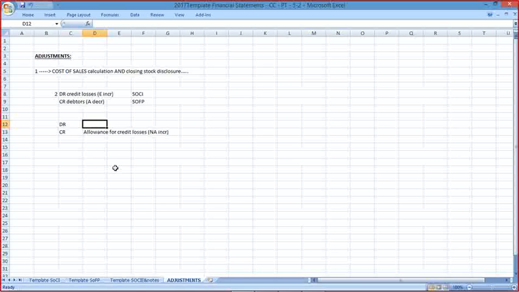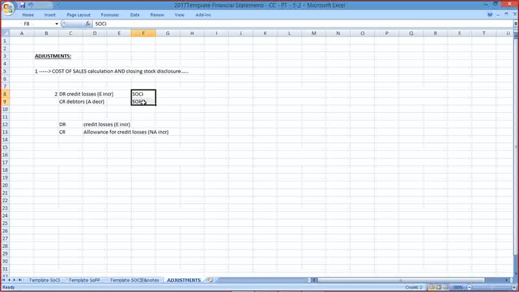So let me just think about it. So your credit losses go up by 150. Correct, credit losses. Good. There you go, you've got it. So there's your working. Debit that, credit that.